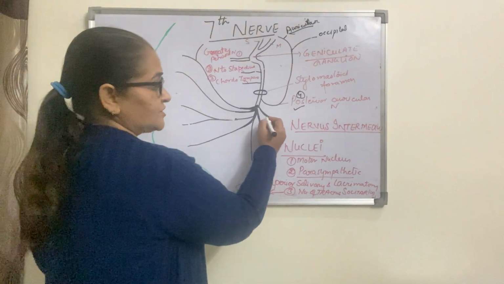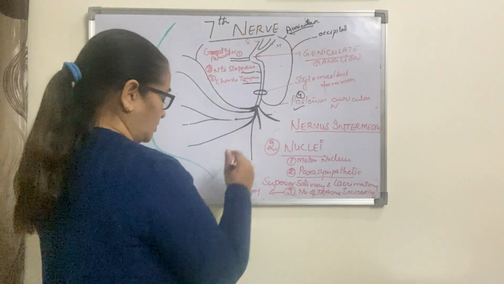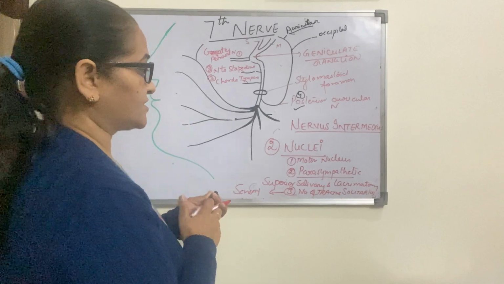Then the next branch given by this nerve is the nerve to the posterior belly of digastric.